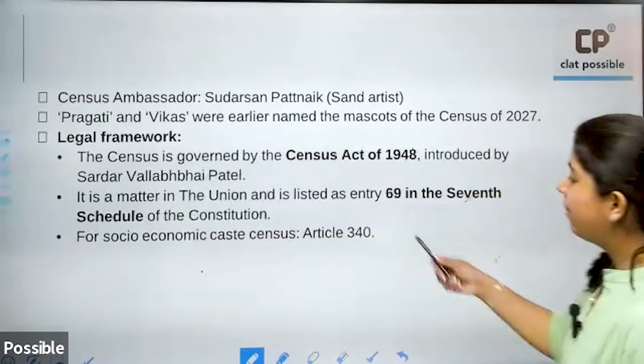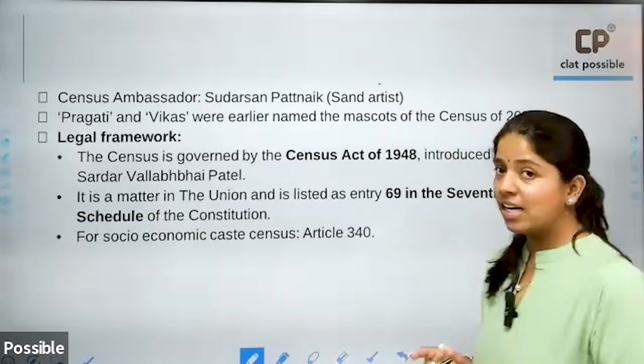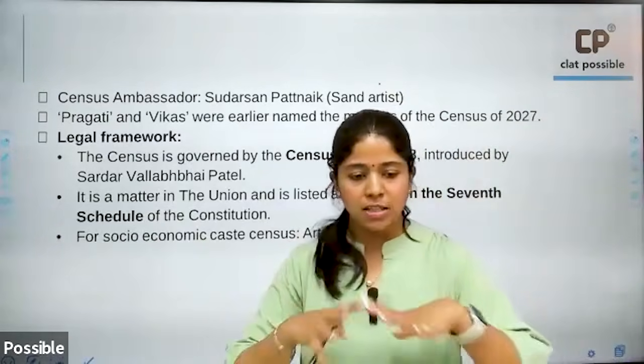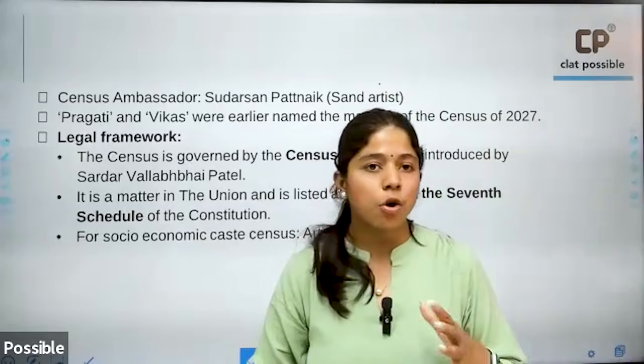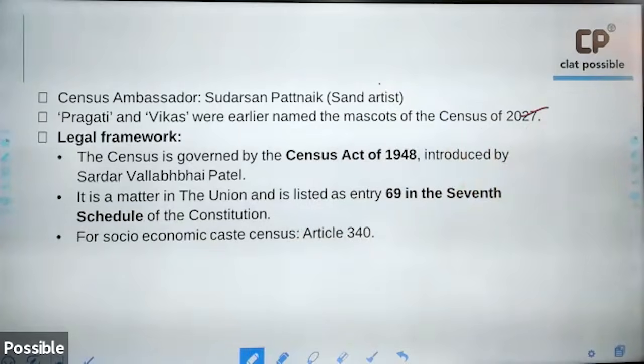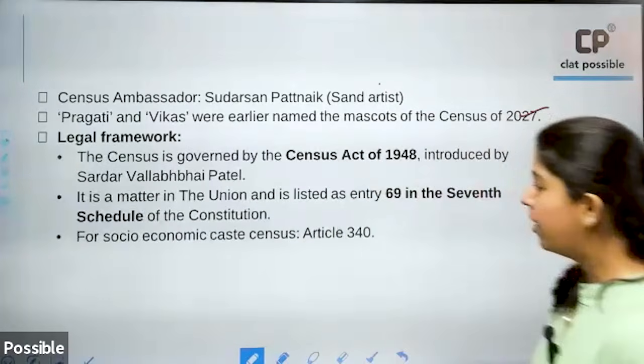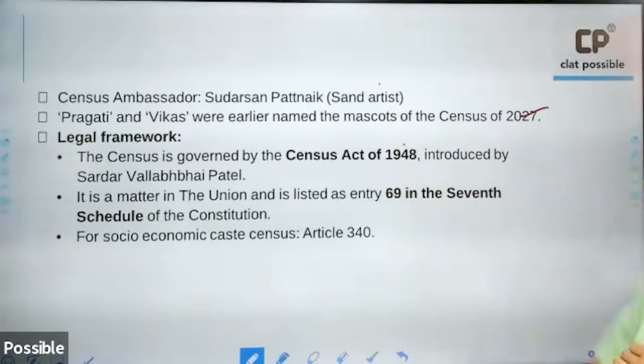All right. Census Ambassador has recently been chosen as Sudarshan Patnaik. He's that famous sand artist from Odisha who makes these beautiful sand art on the Puri beach and keeps on posting it. And then we have the two mascots, Pragati and Vikas. Pragati is the female mascot, Vikas is the male mascot. All right. Legal or statutory provisions is the Census Act of 1948.